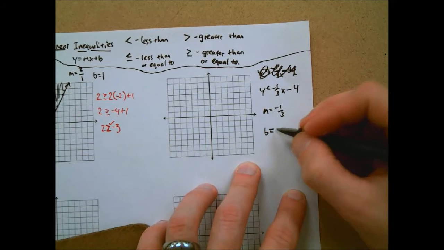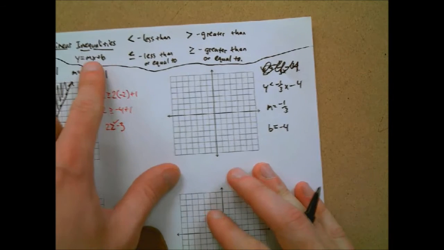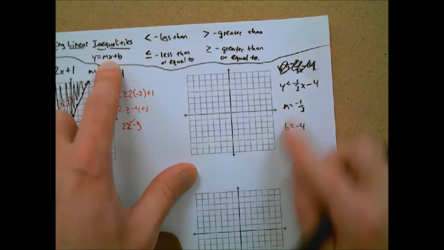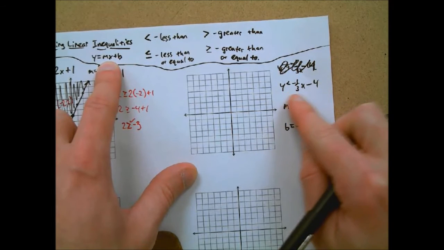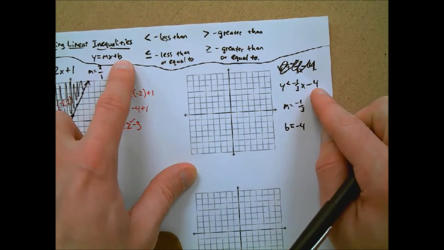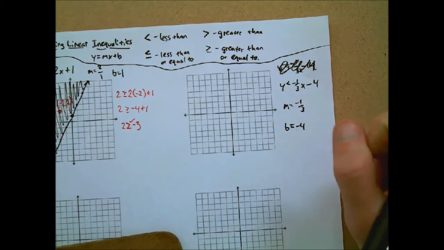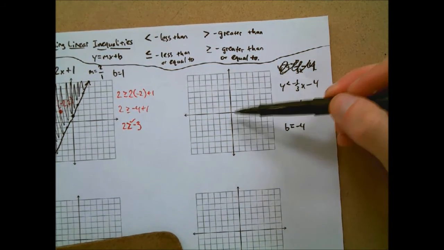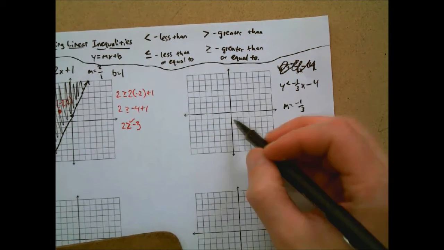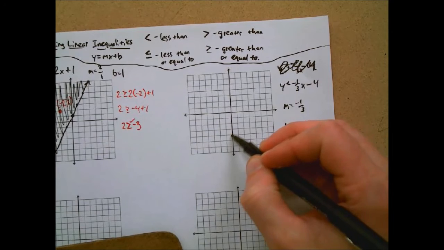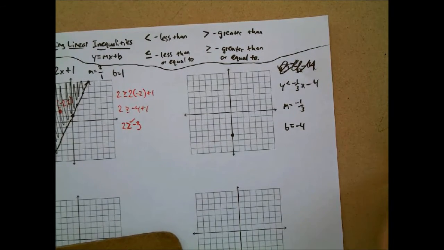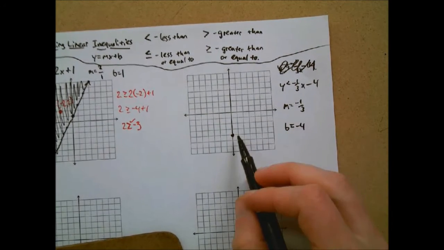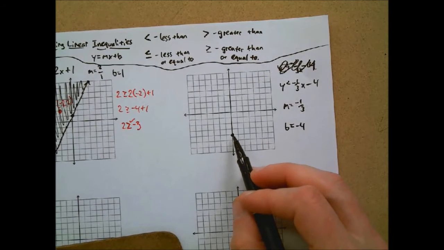Again, y equals mx plus b, so the m is always next to the x, and then the b is the other constant number, okay? So, live from the origin, we'll go down 4, right? 1, 2, 3, 4, right here. There is a point, okay? And then from here, live, what does our slope say to do?